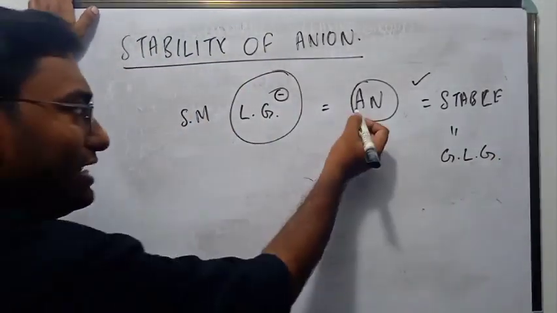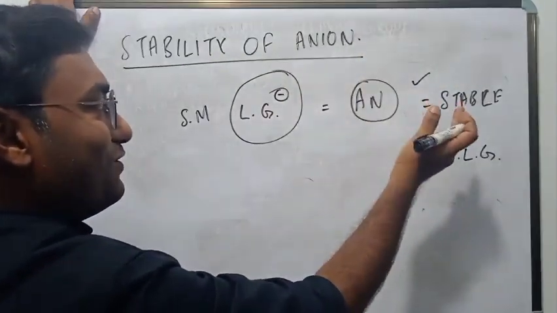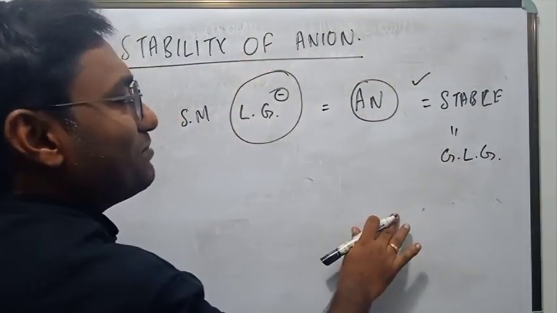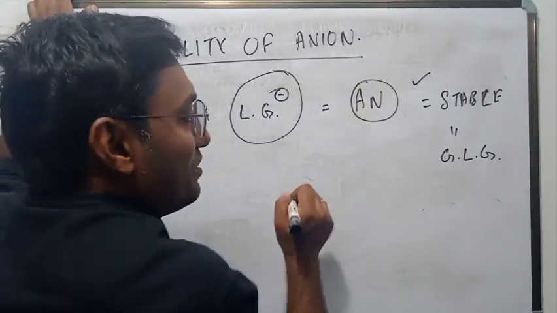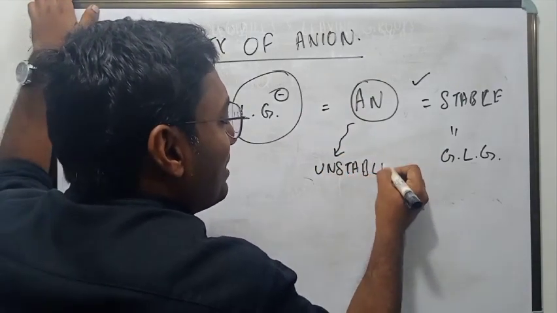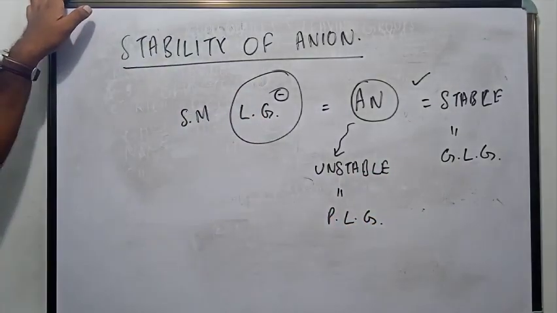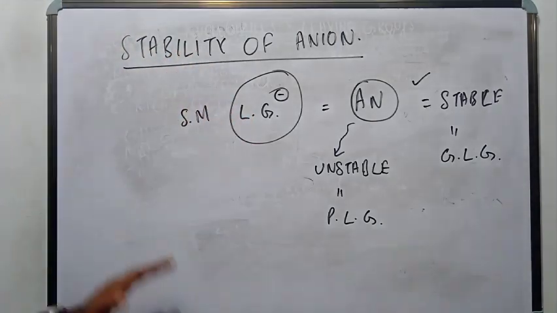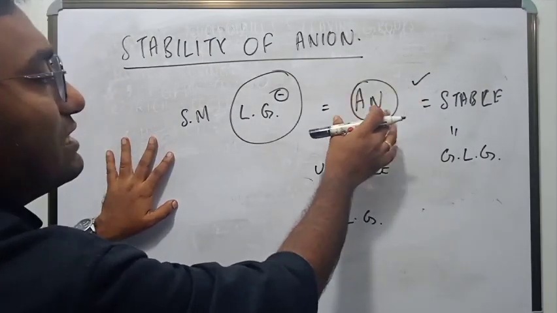If the anion is unstable, meaning it is involved in vigorous, rapid reactions, then its formation is not favored, and that would become a poor leaving group. So an unstable anion is a poor leaving group. Correct? That is the only thing that identifies and distinguishes between a good leaving group and a poor leaving group. For a good leaving group, the anion should be stable.